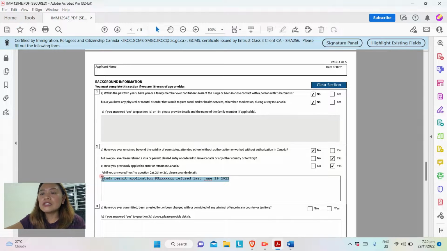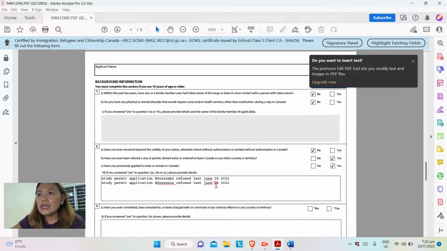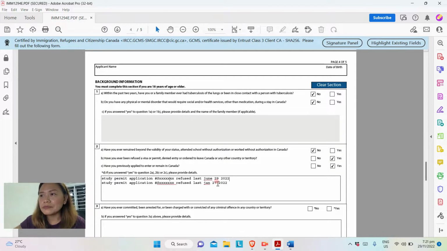Of course, there's going to be a different application number for that. And then I will say here it was refused January 27. Okay, so all of the details of all your previous application refusals.